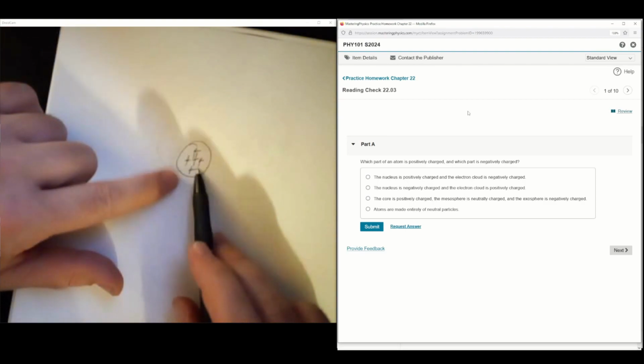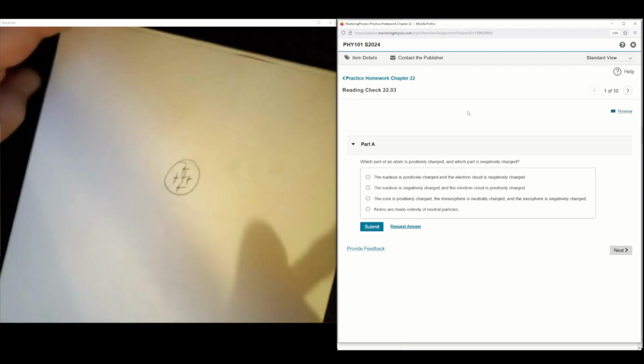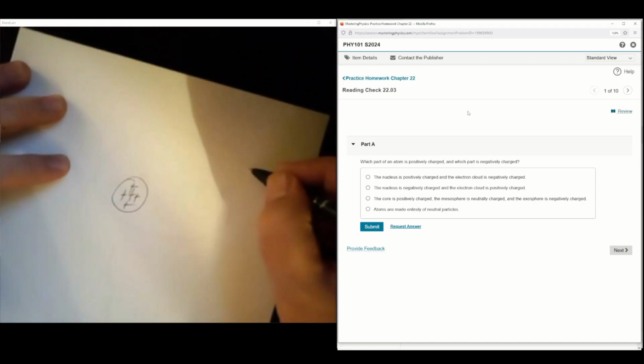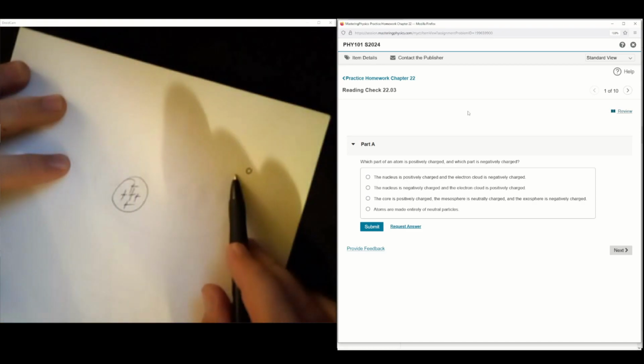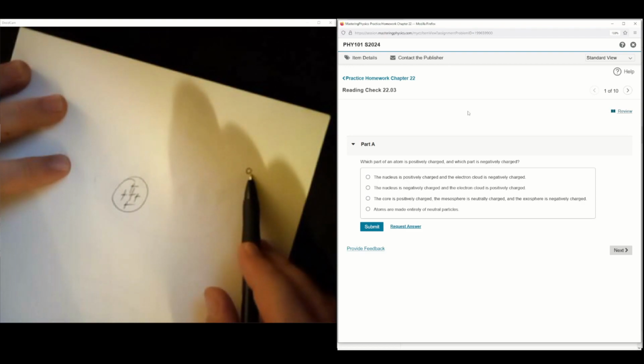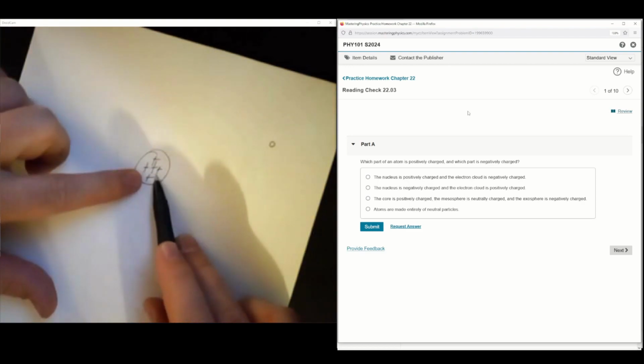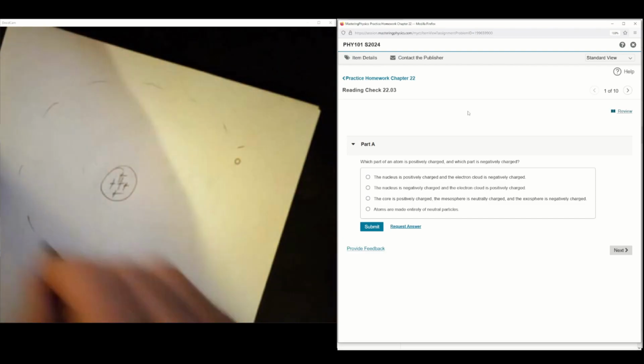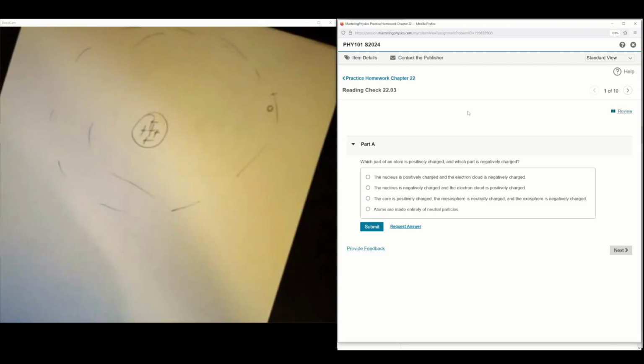And again, it's there because the protons, which are the positive charge, are much, much more massive than the electron. The electron is just like this tiny thing way out here. So the positive charge sits at the center. The negative charge is what is flying around it. So what do we got? The nucleus is positively charged, and the electron cloud is negatively charged.